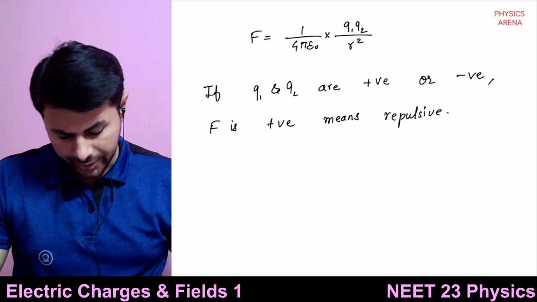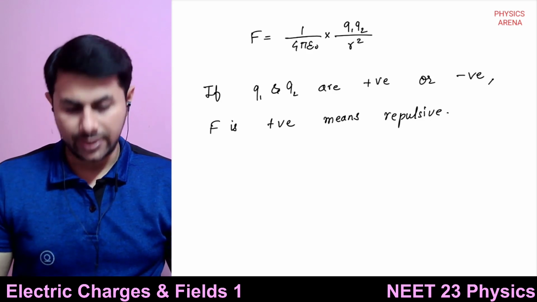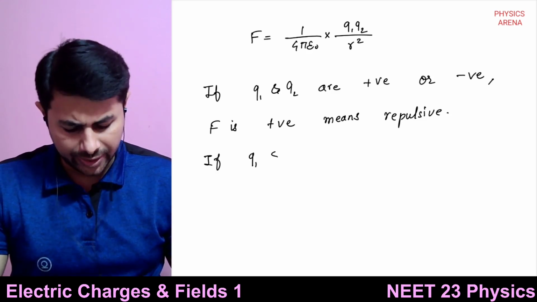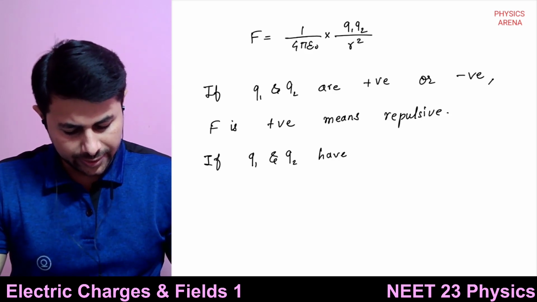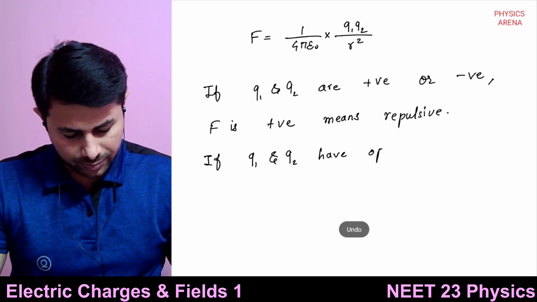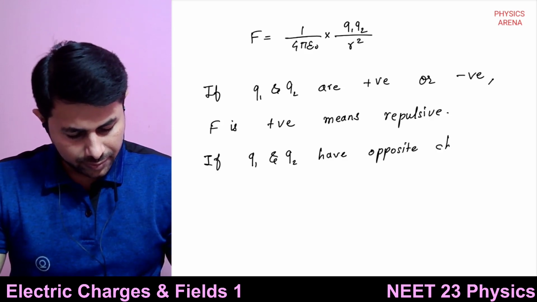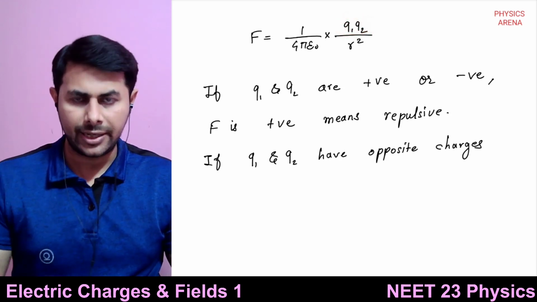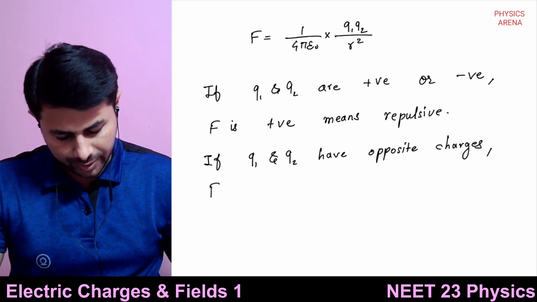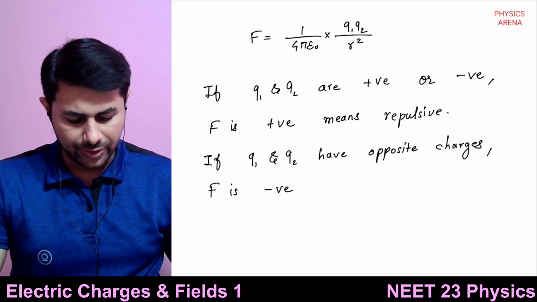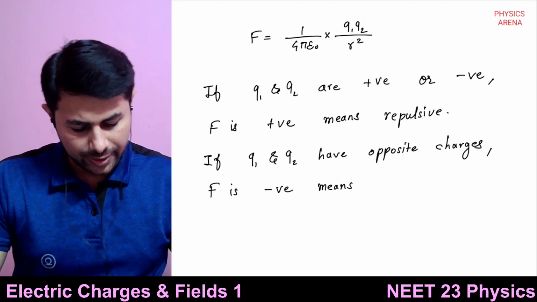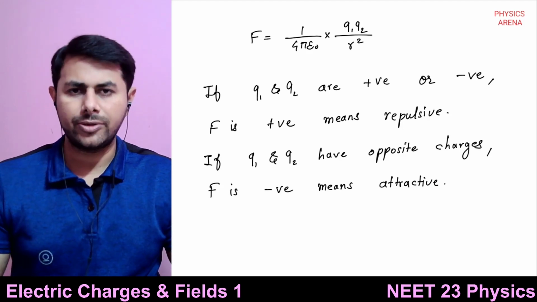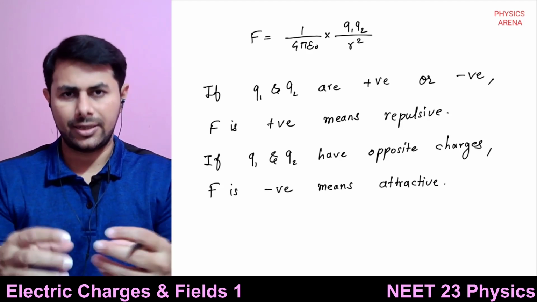And if one charge is positive and the other one is negative, so q1 and q2 have opposite charges, then the product of these two will be negative. So F will be negative, and negative means an attractive force. Positive force means repulsive force, negative force means attractive force.